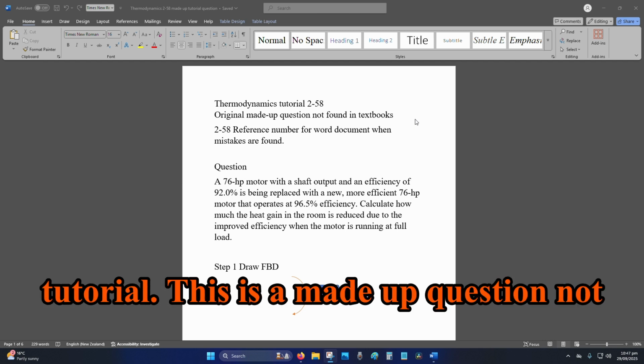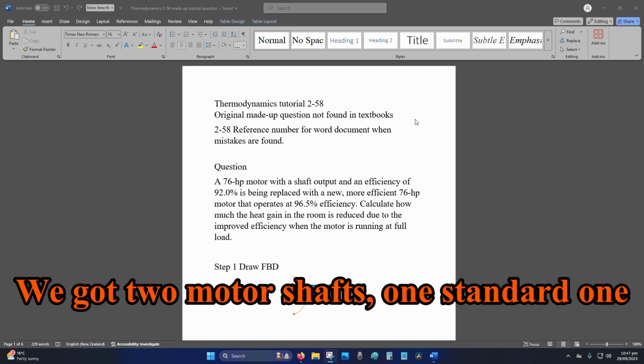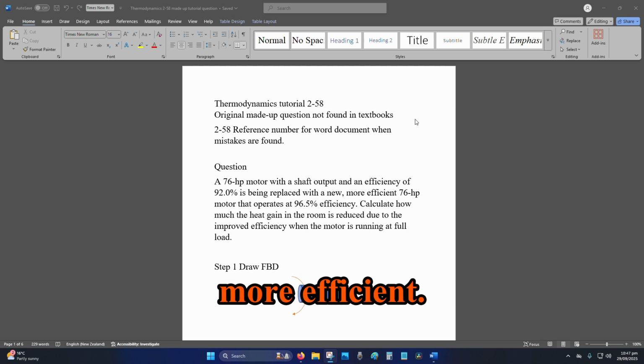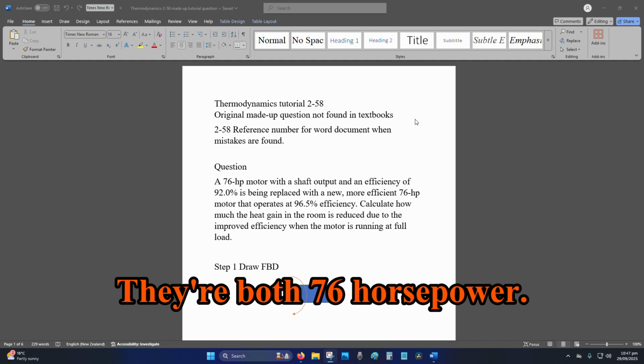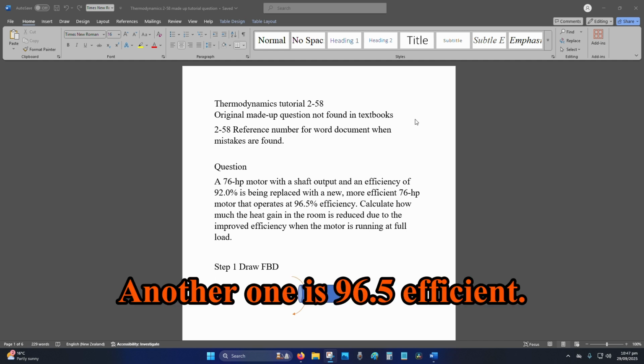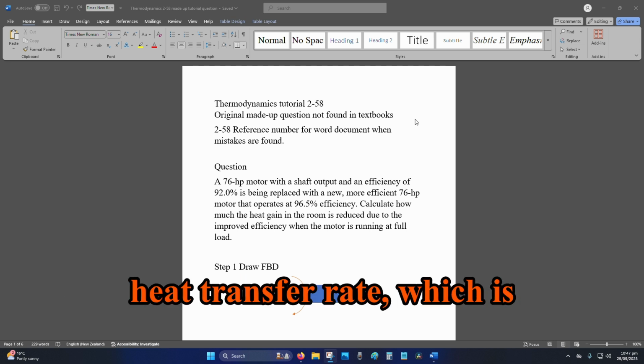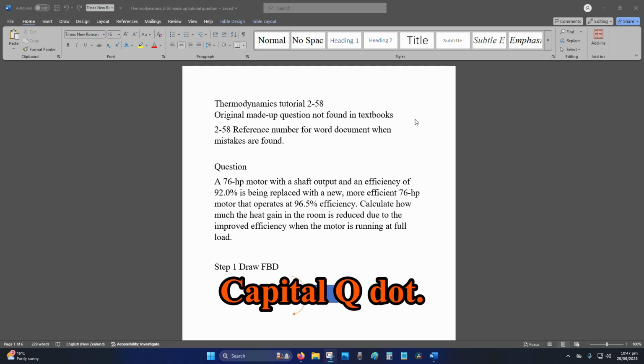This is a made-up question not found in your textbooks. We got two motor shafts, one standard, one more efficient. They're both 76 horsepower. One is 92% efficient, another one is 96.5% efficient. We want to find the difference in the heat transfer rate, which is capital Q dot.